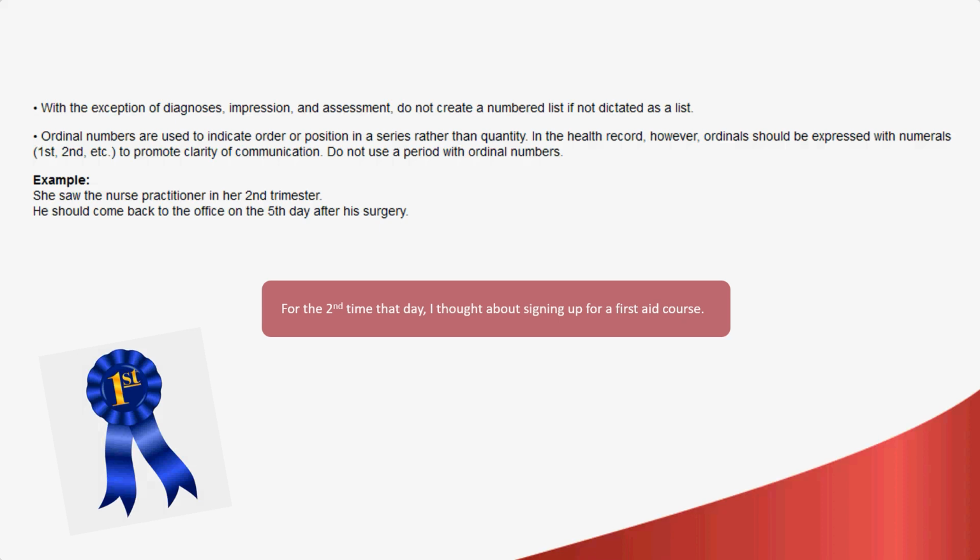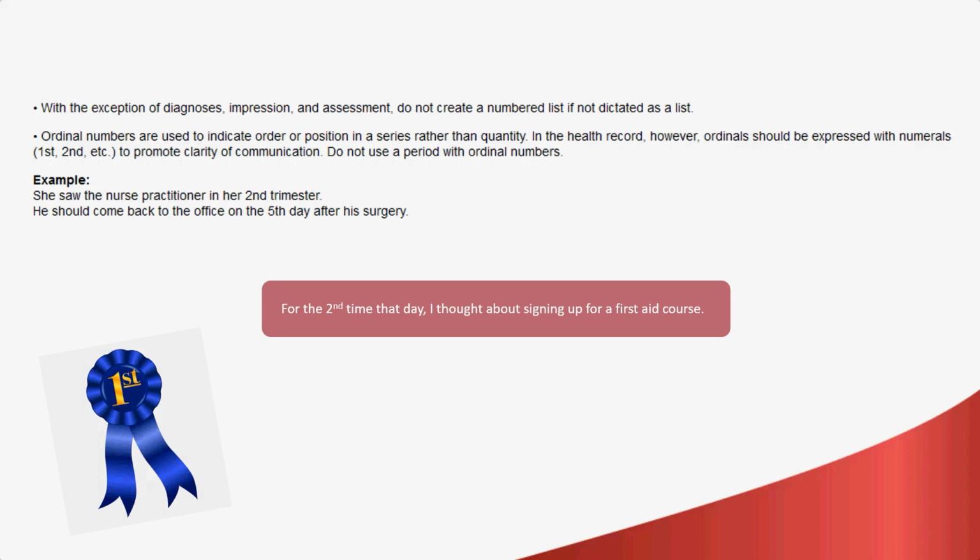Okay, ordinal numbers are used to indicate order or position in a series rather than quantity or an amount. In the health record, however, ordinals should be expressed with numerals, so 1st, 2nd, and so on, to promote clarity of communication. Do not use a period. So there's some examples there. She saw the nurse practitioner in her 2nd trimester. So you have a 1st trimester, you have a 3rd trimester. So 2nd trimester is clearly part of a series, so you write it as a numeric ordinal. He should come back to the office on the 5th day after a surgery. So it's the 5th day. He's obviously had a 1st, 2nd, 3rd, and 4th day. So part of a series, you're going to write it as a numeric ordinal.